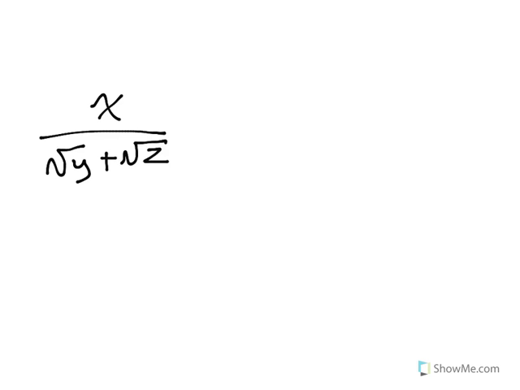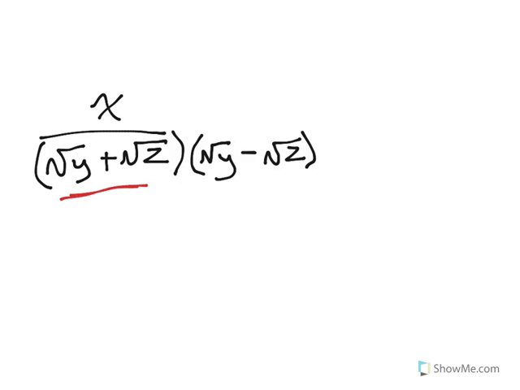Sometimes our denominators will have 2 radicals in it. In this case, to rationalize the denominator, we must multiply that denominator by its conjugate, which means the same terms with the opposite sign. That way, when we FOIL, the middle terms will cancel out. But remember to also multiply your numerator by the same thing.